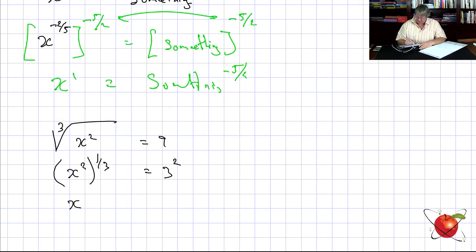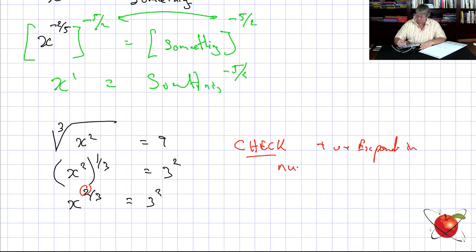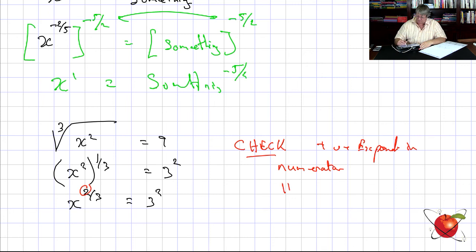Let's multiply out. We end up with x to the 2/3 equal to 3 to the power of 2. Now I've multiplied. At this stage, I'm putting it in red. Check: positive exponents in the numerator. If you've got a positive, a 2 or a 4 in the numerator, you have to have a plus and minus solution.